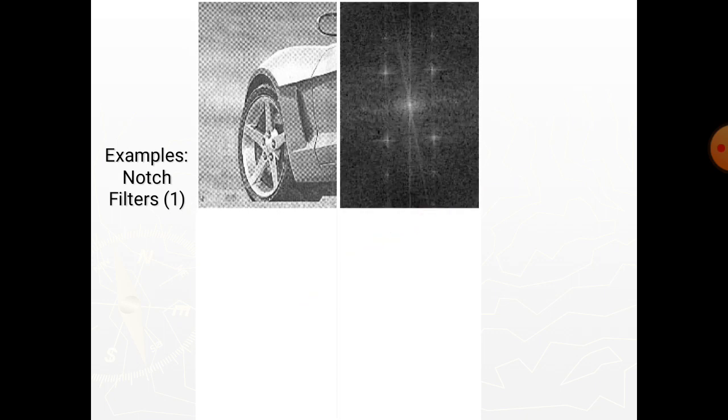Here figure A is the scanned newspaper image. It shows a moire pattern, and figure B is the spectrum. We know from the above table that the Fourier transform of a pure sine, which is a periodic function, is a pair of conjugate symmetric impulses. These symmetric impulses look like bursts, and they are a result of the near periodicity of the moire pattern. So we can attenuate these bursts by using notch filtering.